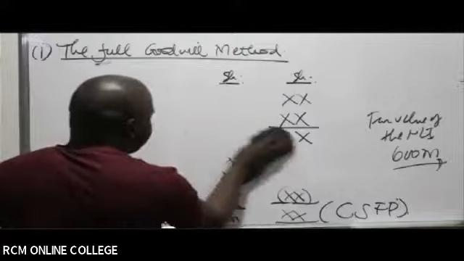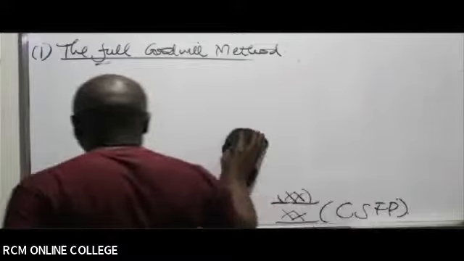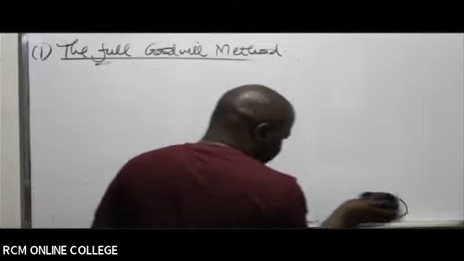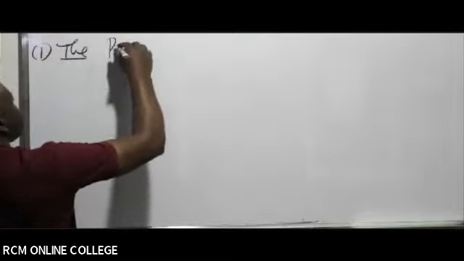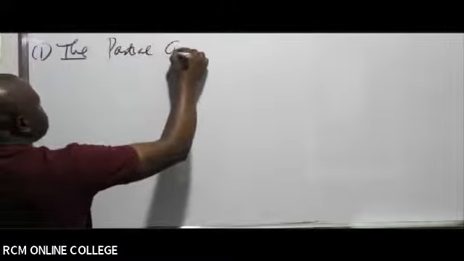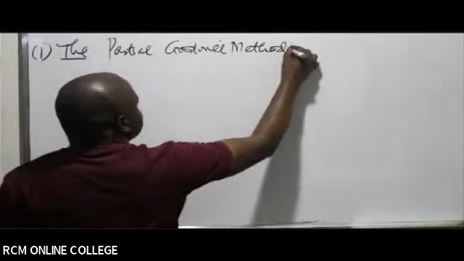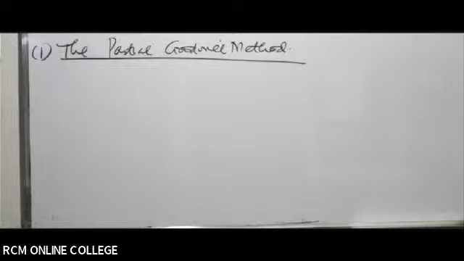Now you can go to the other method, number 2, which we call the partial method. It's partial, not the full one. The full method considers the entire goodwill, but this one is just partial. So number 2, the partial goodwill method. Under the partial goodwill method, you can write something small before we proceed.